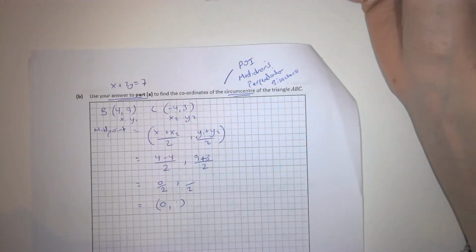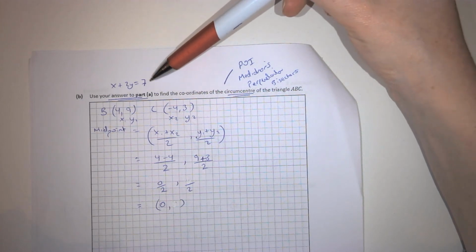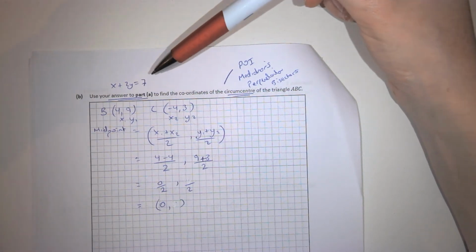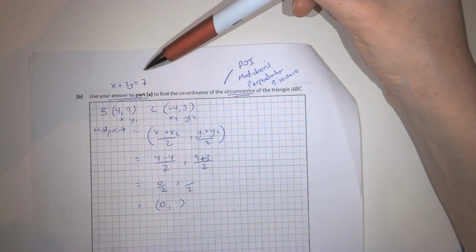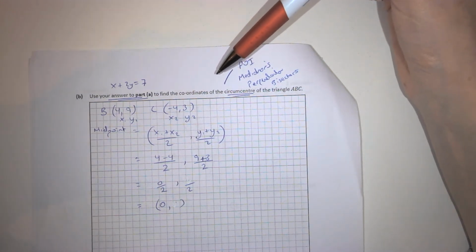The second part of the question then says use your answer to part A to find the coordinates of the circumcenter of the triangle ABC. Well, if it says use the answer to part A, I'm just going to transfer that over straight away. The second thing I'm going to do is just look here to find the coordinates of the circumcenter.